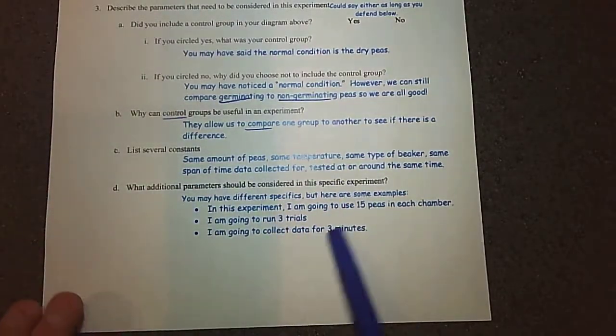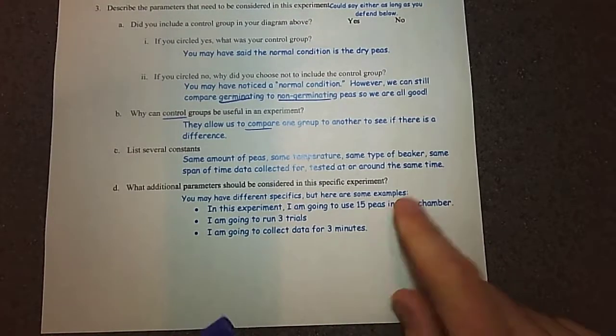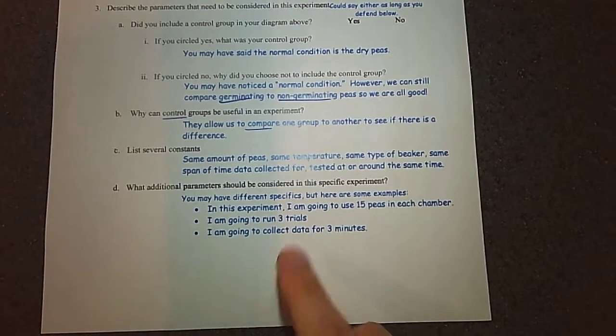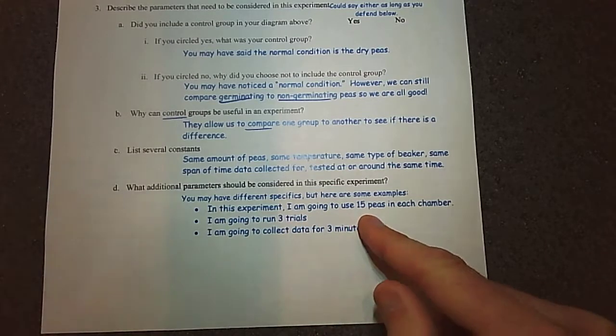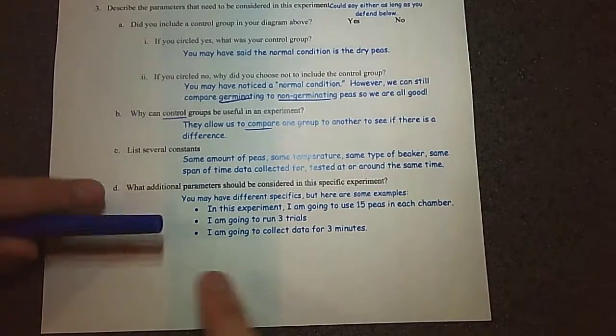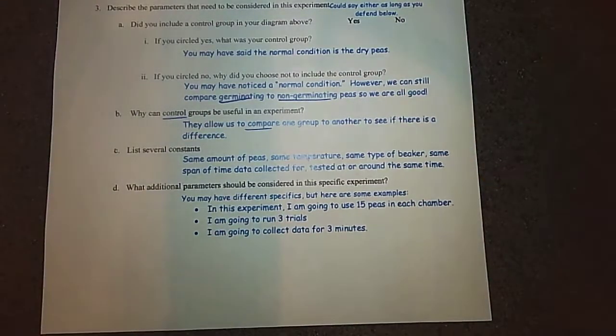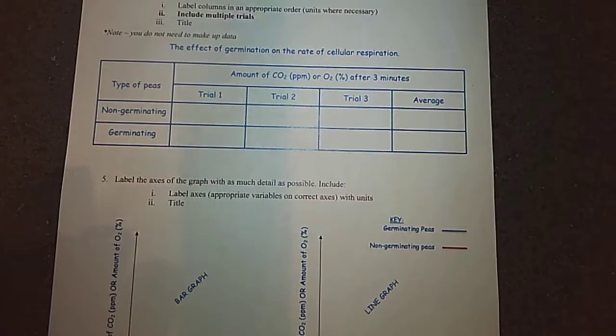All right, some additional parameters. So these a lot of times students will miss. So what I'm looking for in parameters is give me some specifics, right? How are you specifically going to run your experiment? And you guys are going to run this on Friday. So in this experiment, I'm going to use 15 peas, is what I said. I'm going to run 3 trials. You could have said 4, 5 trials. I'm going to collect data for 3 minutes, right? Again, you may have had different specific parameters, but as long as you have specific parameters, you can't just be vague about it. All right, so let's look at our data table now. All right, so a few things.